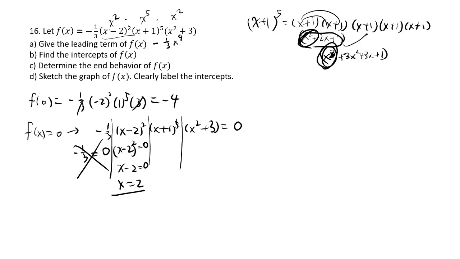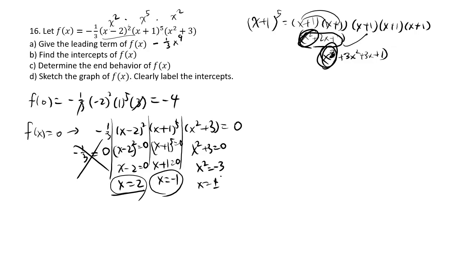X-intercept is 2. And then can (x plus 1) to the 5th power equal 0? Well, you take the 5th root of both sides, you get x plus 1 equal to 0, so x must be negative 1. So that's another x-intercept. Can x squared plus 3 equal 0? Well, subtracting 3, you get x squared equal to negative 3. And you can't take the square root of negative numbers, so that's not a real number. So that's not an x-intercept. So the only x-intercepts are negative 1 and 2.